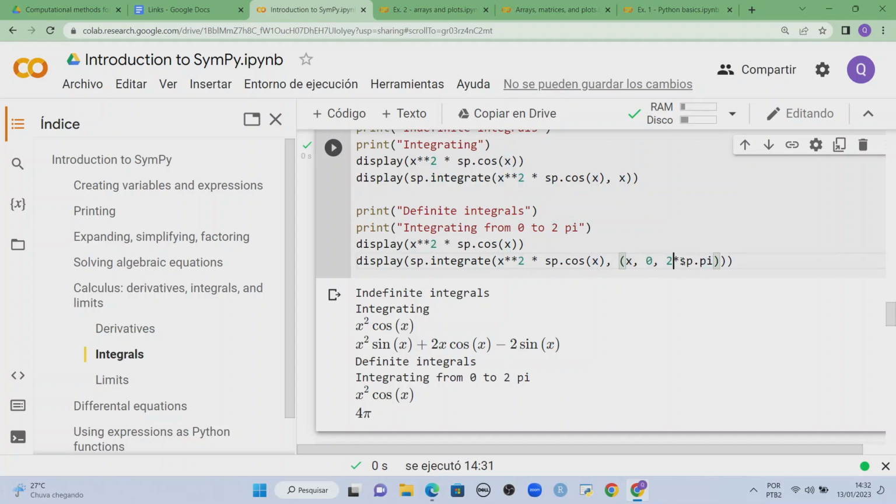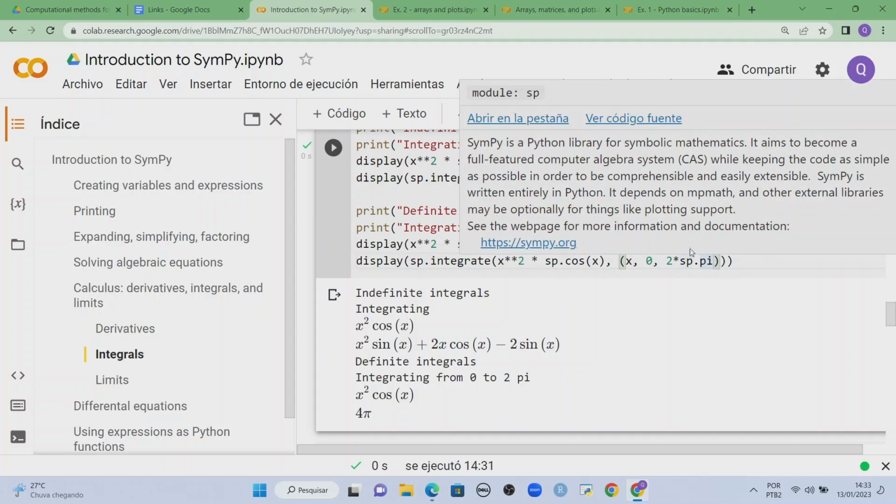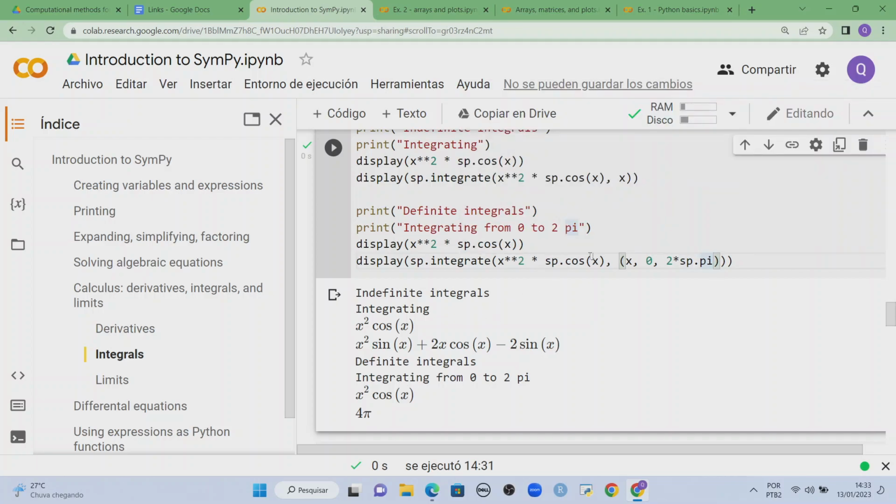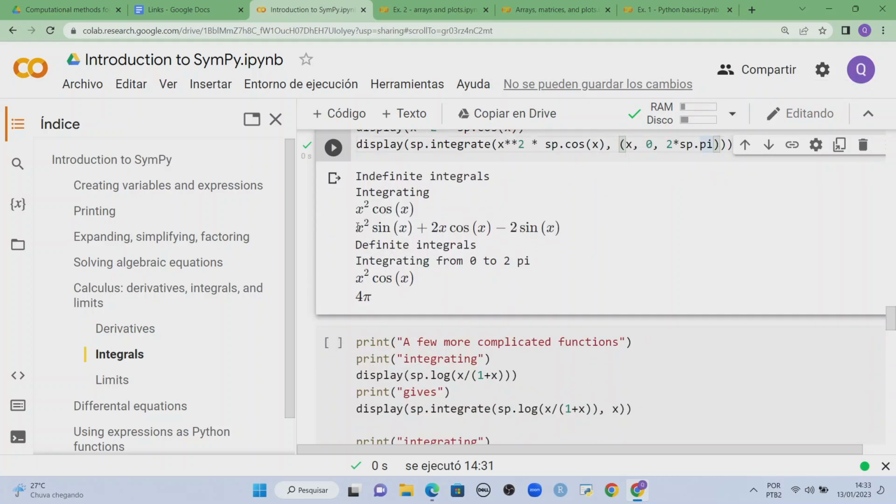So pi is defined as sp.pi. This is a special variable here. Please do not define anything called pi that is not pi in your code, otherwise it will be a mess. So this integral here is essentially this calculated from 0 to 2 pi, and this gives you a number. This is 4 pi. So this is a definite integral.